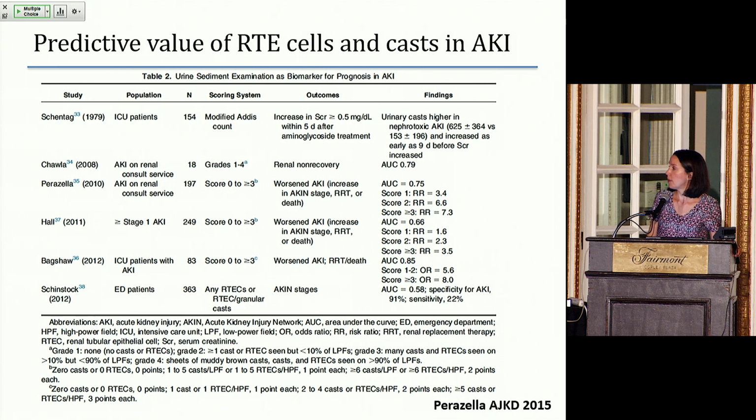And then he published this later paper in 2015 that looked at a number of different studies that had similar findings. And they looked at the AUC of their grading system in terms of predicting worsening renal function. And as you can see, if I can find my mouse, there it is, higher numbers of renal tubular epithelial cells or granular casts in the urine had an AUC of about 0.7 in many of these studies. There's one here that's only 0.58, but it had some predictive value in terms of thinking about how your patient is going to do in subsequent follow-up.